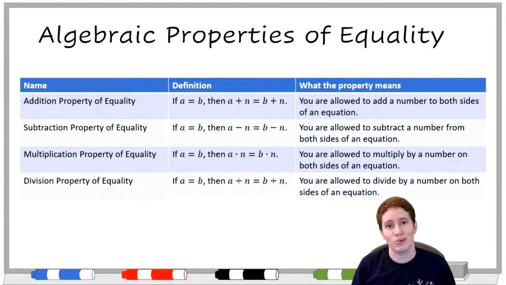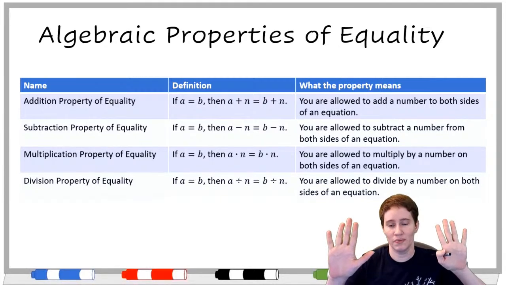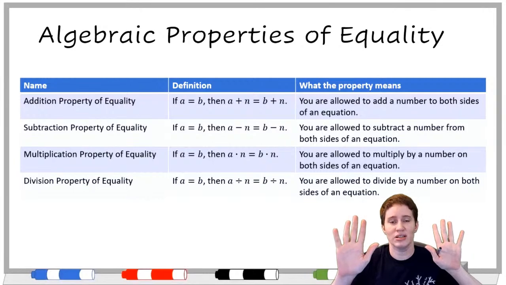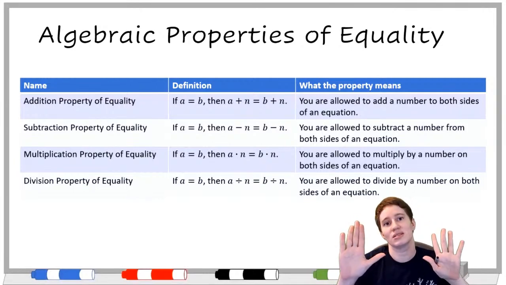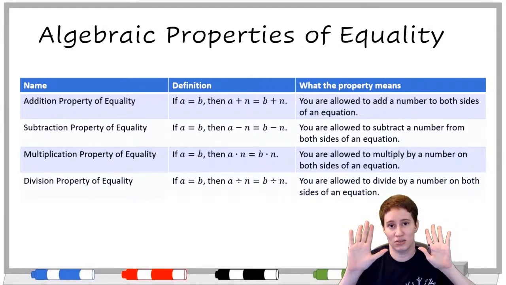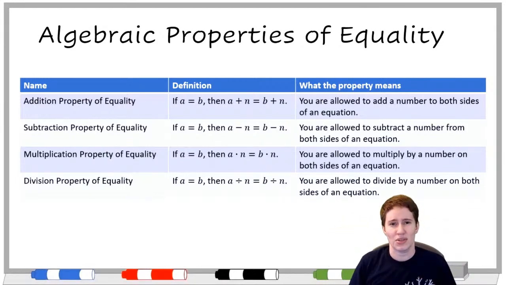And each of these properties is actually saying a very similar thing. In all three of these, the middle column has: if A equals B. So if you have two things that are equal, then the next part is a little different on each, but each of them is saying that as long as you do the same thing to each side of the equation, what you have is still an equation. So think about what that means.